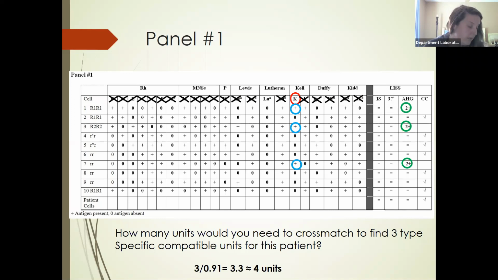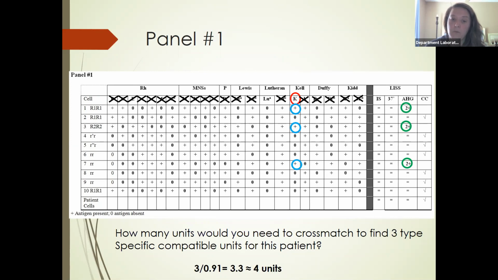And then the last question, question 10 in your solo exercise, asks how many units would you cross match to find 3 type specific units. In this patient case, we are not given his patient type, so we actually don't know what his patient type is, so we can't adequately answer type specific. So we will just honor his Kell. So what % of the population is Kell negative? And again, only 9% of the population have the Kell antigen, so 91% of the population would be Kell negative.